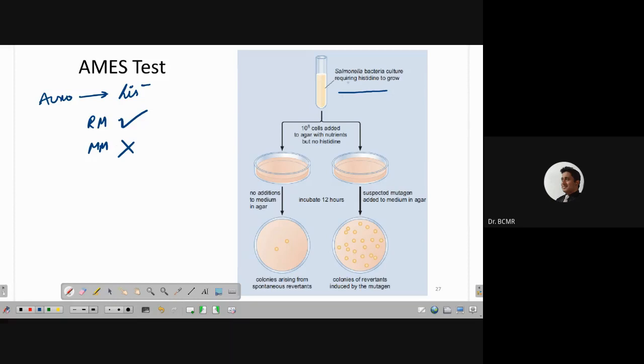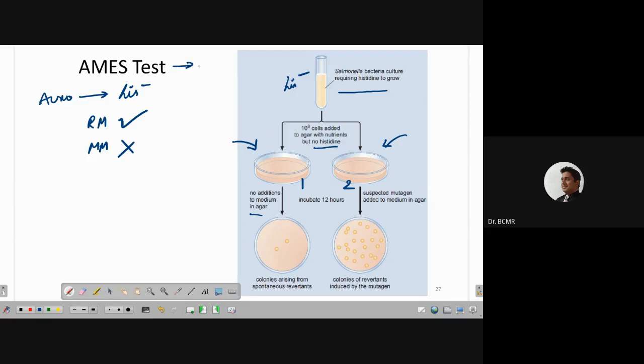Okay, so here is Salmonella, which is his minus, and you take about 10 to the power 8 cells and add them into culture plates like this, Petri plates. But one thing is, they did not add any histidine. What will happen then? They shouldn't have grown, right? So there are two plates, plate 1 and plate 2. In plate 1, you didn't add anything.